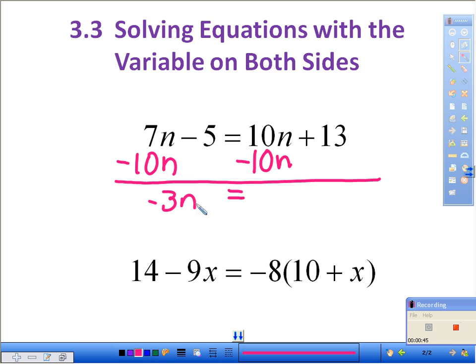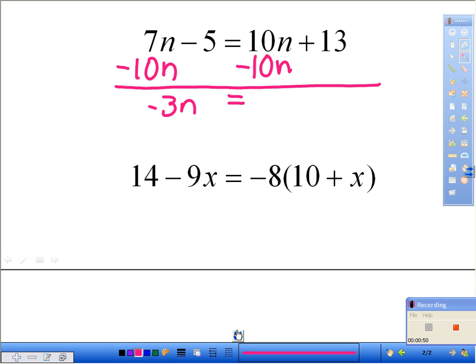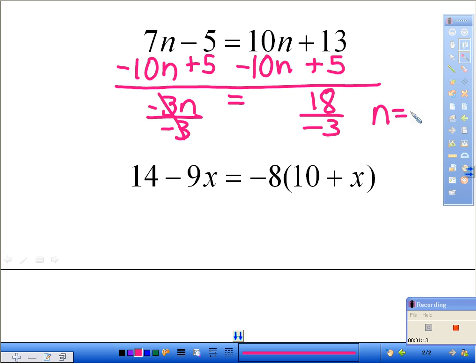So if all my variables are on the left side, I need to move all my constants to the right side. To get rid of minus 5, I'm going to add 5, and then I have to do that same thing to the right side. 13 plus 5 is 18. So negative 3 times n equals 18. To finish this equation, I'm going to divide both sides by negative 3. And I'm left with n equals negative 6.